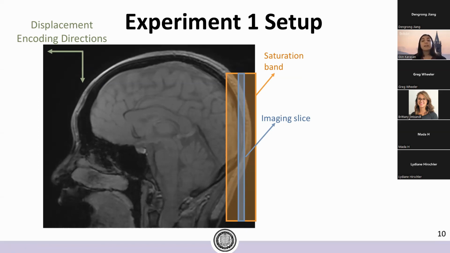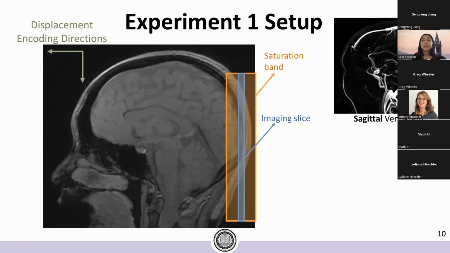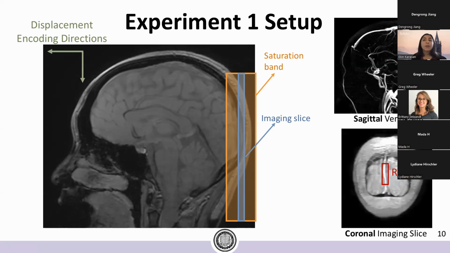And effectively, this creates a 5-dimensional data set. So we have 2 image dimensions, 2 displacement dimensions, and finally a time dimension. The scan time for this particular sequence was 30 minutes. So here's a sagittal projection of our 3D venogram just as reference. And here's our coronal imaging slice.